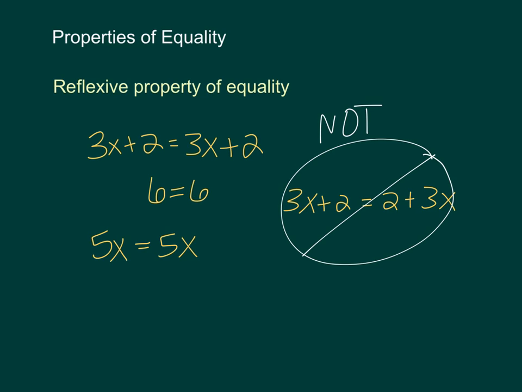So again, saying a quantity is equal to itself. This is a quantity and this is a different quantity. They end up equaling the same thing, but they're different because the 3x comes first here, 2 comes first here. So a quantity equal to itself is the reflexive property.